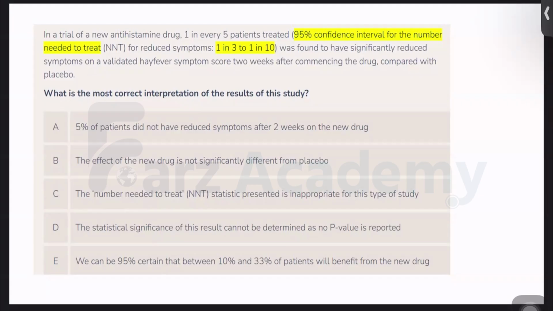As I told you, what is a confidence interval? That means it is 95% population. So you are almost confident or sure or certain that so much percentage of the population is going to lie between these values. And the other thing is, if you read the question, it has told you very properly that they have found it to significantly reduce symptoms.